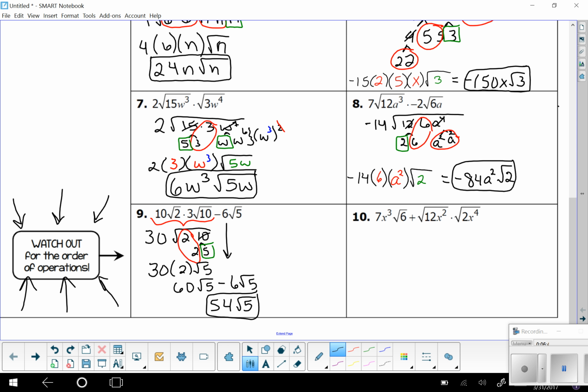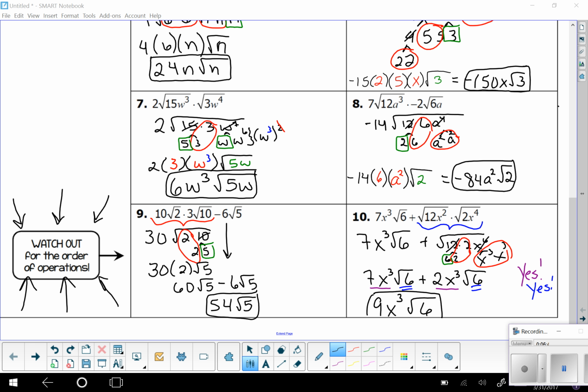Okay? You guys try it. So hopefully you got that answer, and because the x's have the same exponents and the square roots are the same, you can combine the two terms. Okay, so let's go to the next page.